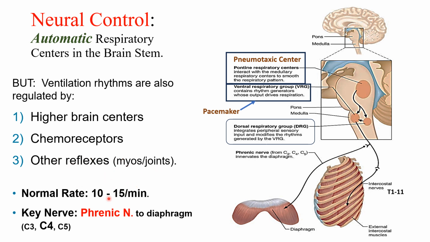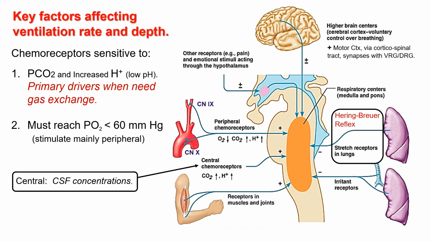Normal rate is somewhere around 10, 15 or so. The main nerve here is called the phrenic nerve. It goes to the diaphragm. It's usually cervical nerve number 4. As I mentioned in the previous slide, CO2 is the primary driver. Acidity also is there too, but it's really about the CO2. These guys are what drive the desire to breathe.